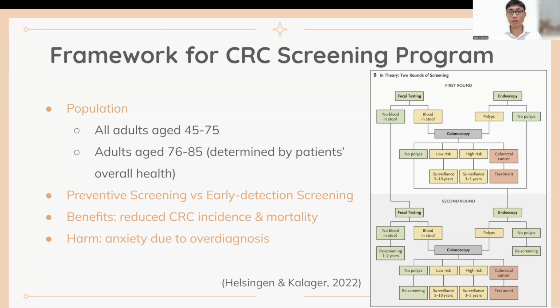The picture here shows the framework for the screening program, where pre-screening fecal testing or preliminary endoscopy is carried out. Positive results from these tests will refer the patients to a detailed colonoscopy, which classifies them into low risk, high risk, or CRC diagnosed cases. Those diagnosed with CRC will receive treatment immediately, while those at risk of CRC development in the future should undergo surveillance within a certain period of time.